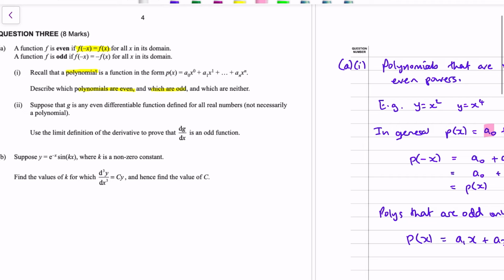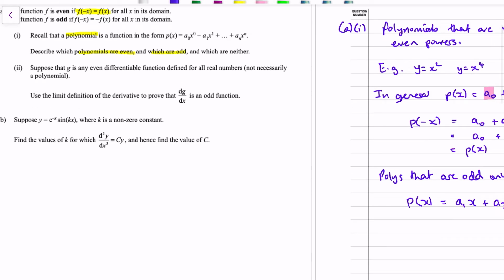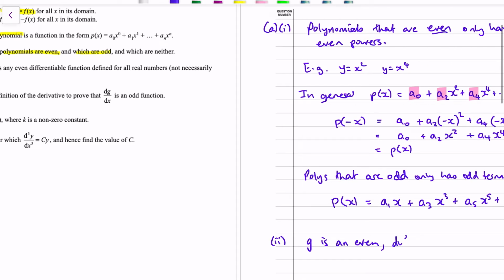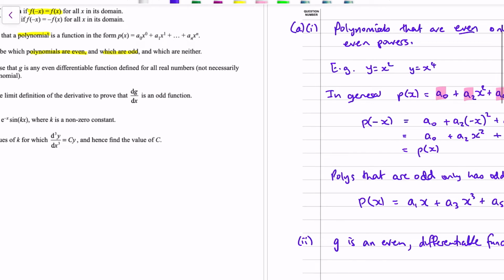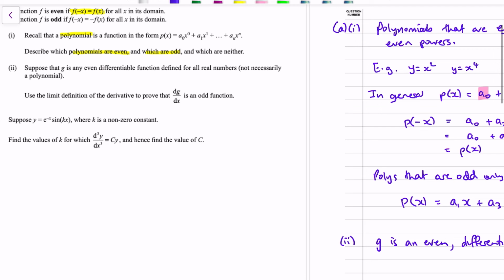Okay, the second part. Suppose that g is any even differentiable function. G is an even differentiable function, not necessarily a polynomial. Use a limit definition of the derivative to prove that the derivative is an odd function.